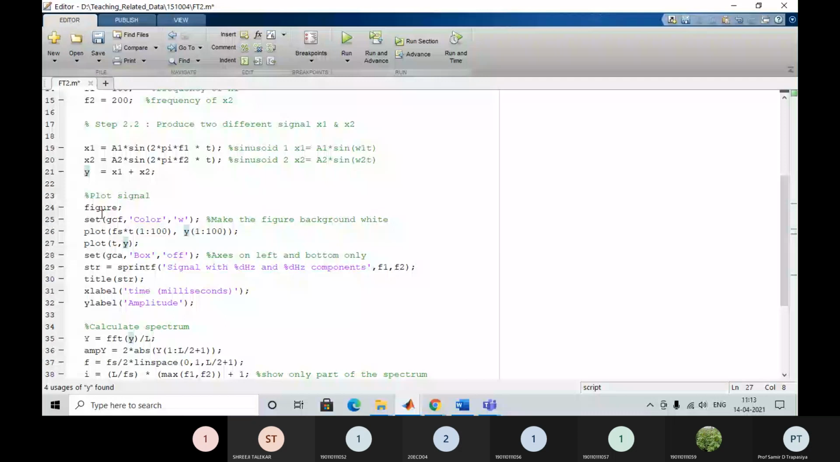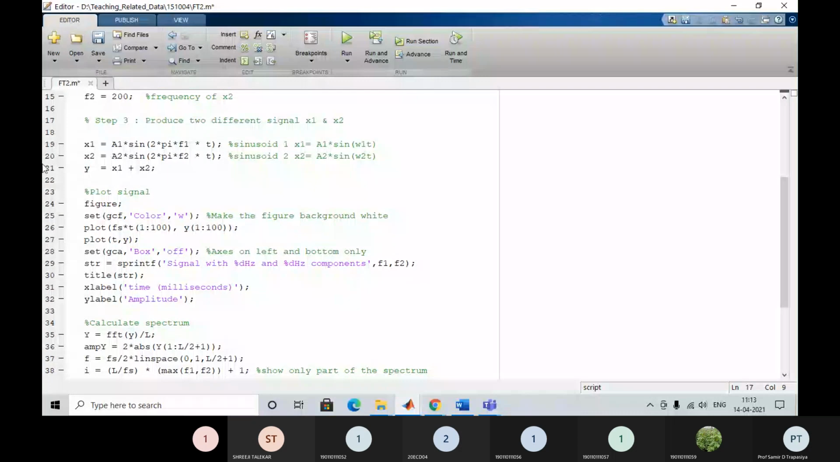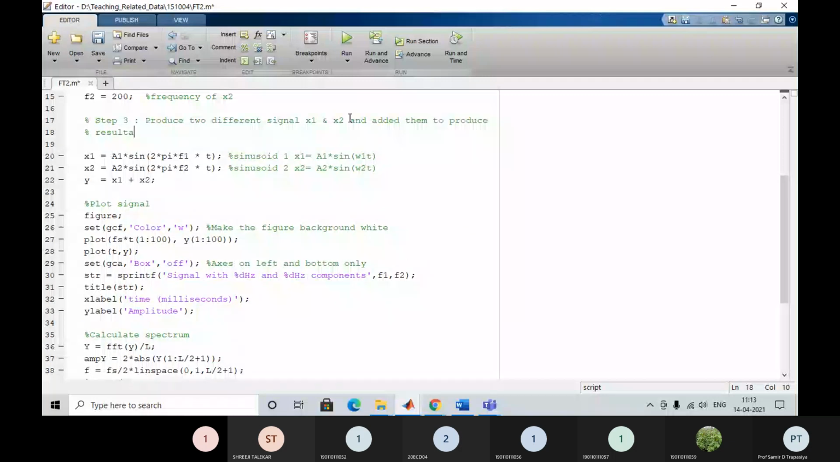We have to produce the signals, then we have to produce the two different signals and add the signals, right? Step number 3 is to produce the different signals X1 and X2 and add them to produce the resultant signal Y. That part we have done. Now we came to the next portion, step number 4.